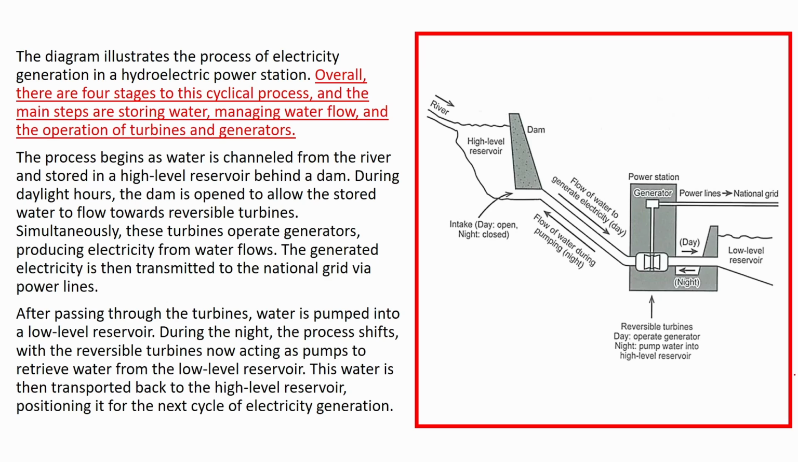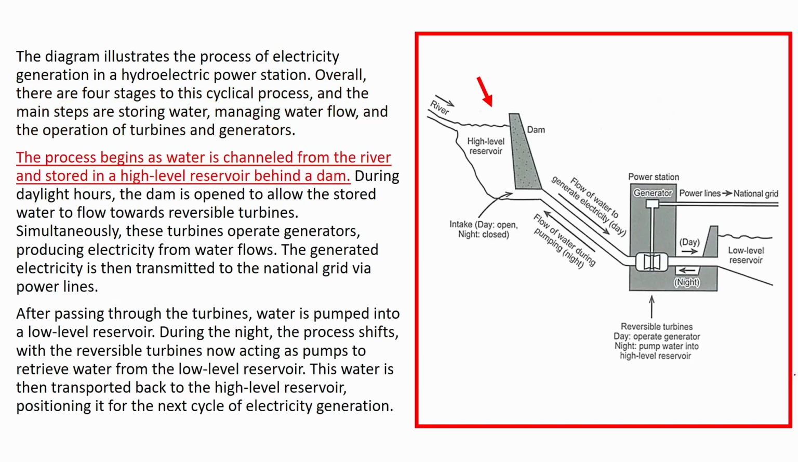So this is the model answer. We just read the paraphrase. Let's read the overview. Overall, there are 4 stages to this cyclical process, and the main steps are storing water, managing water flow, and the operation of turbines and generators. So I mentioned the number of steps and also the main steps.